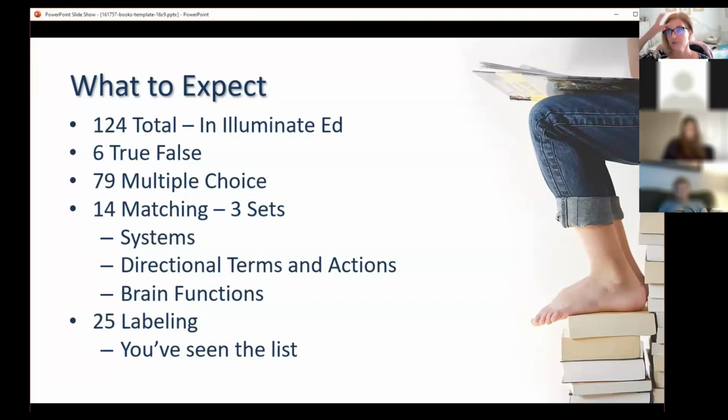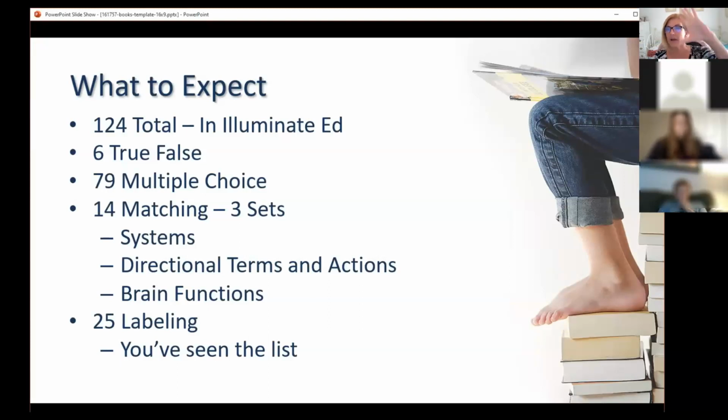Of the test, 6 are true false. Pretty easy. 79 are multiple choice, so the majority will be multiple choice. 14 are going to be in the form of matching, and there's 3 sets of matching, so you can prepare yourself for this. 1, you have the systems, and we've only studied 3 systems, so how hard can it be? So you'll just have nervous, muscular, and skeletal.